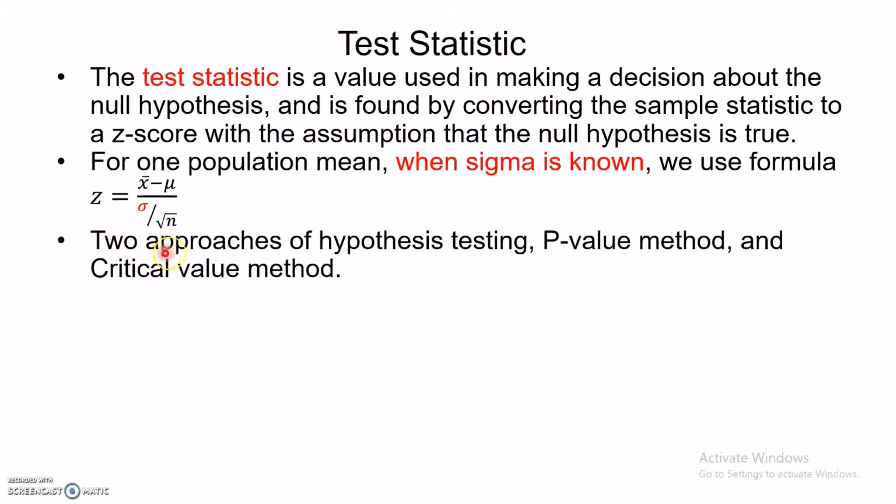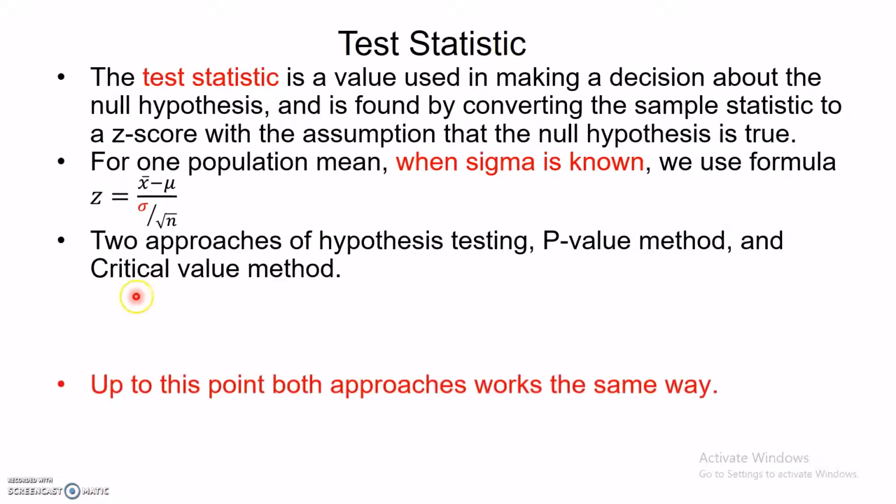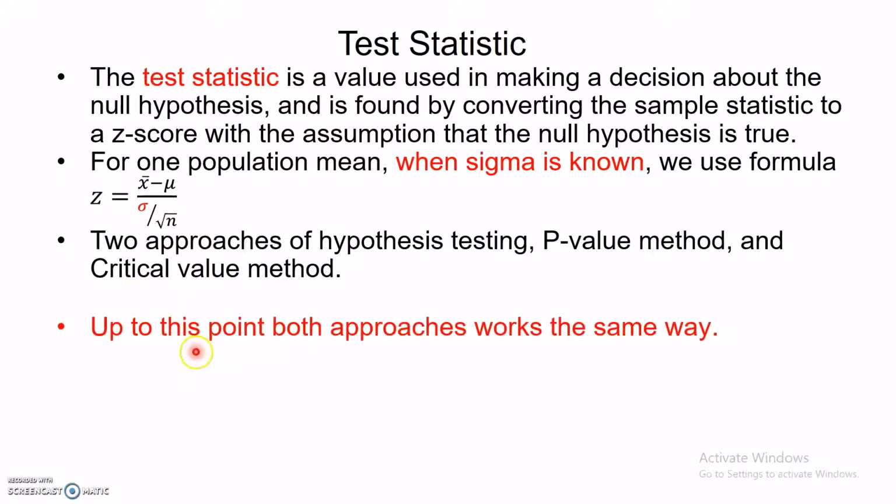So up to this point, we have two approaches of hypothesis testing. One is called the p-value method or p-value approach, and the other is called the critical value method or traditional approach, right? So far, up to this test statistic, both approaches for hypothesis testing work exactly the same way.